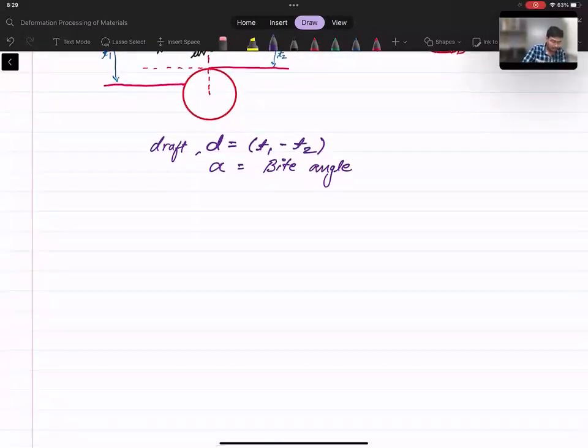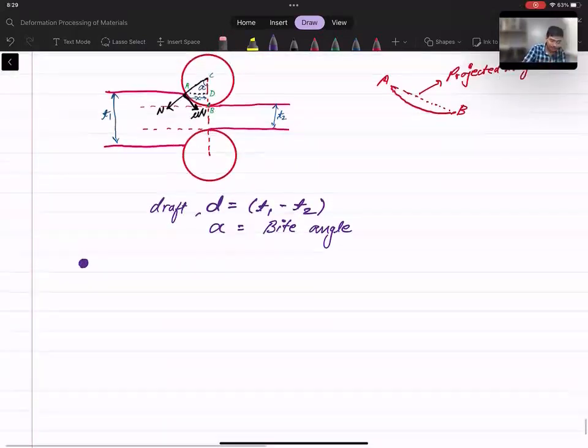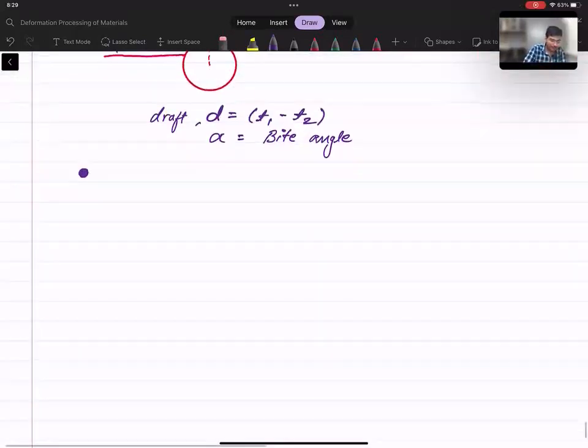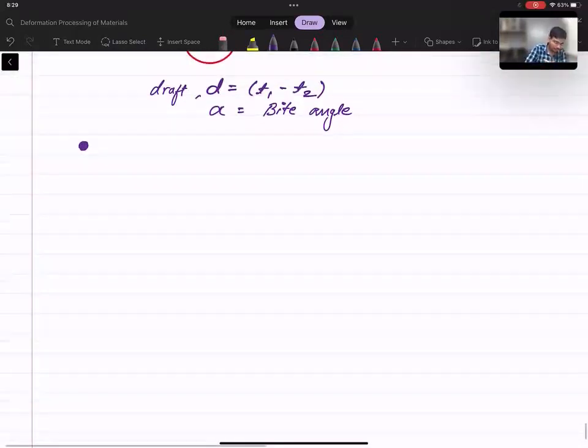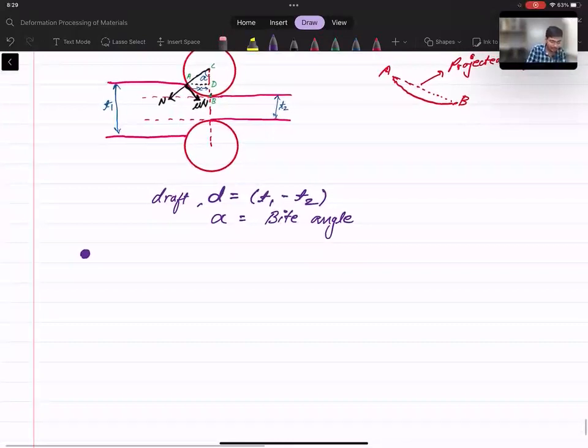Now let us see the projected length. How is it calculated? AB we have to calculate now. So from this figure we can say that BC is the radius of the roll, which is nothing but R, capital R.